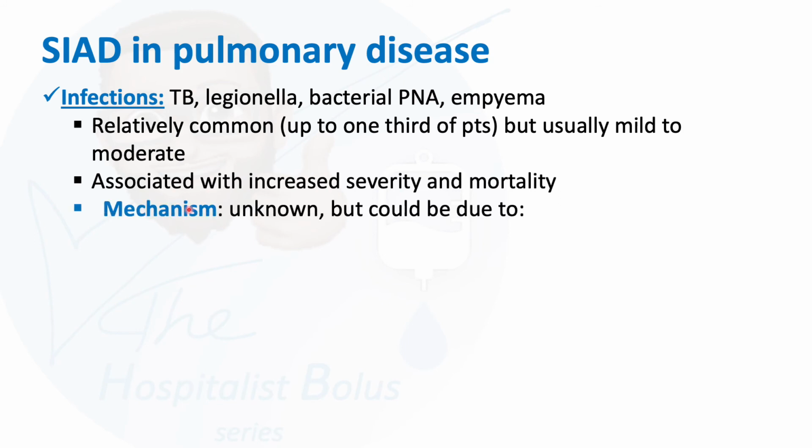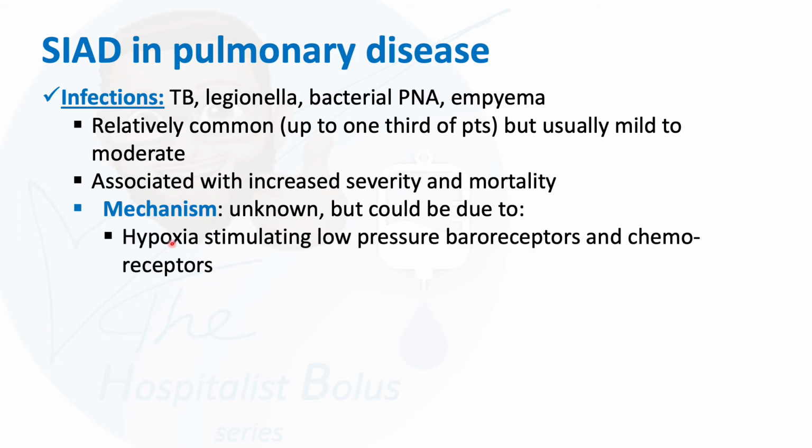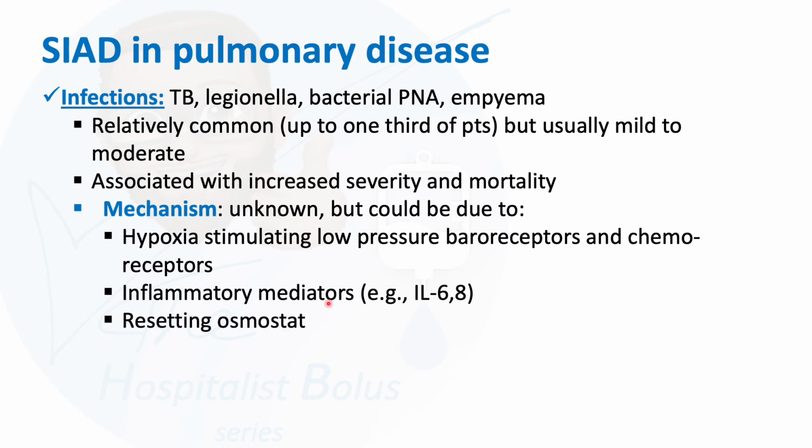The mechanism, of course, is unknown, but could be due to the hypoxia. Some theories suggest that the hypoxia stimulates the low-pressure baroreceptors and chemoreceptors found in the large vessels, pulmonary vessels, and the right side of the heart, and that might stimulate the secretion of ADH somehow. Also, the inflammatory mediators, especially interleukin 6 and 8, there's some theory that they might also stimulate ADH secretion. Resetting of the osmostat might also play a role, and that will lead to the brain recognizing that there might be a need for ADH secretion, but actually there's no need.